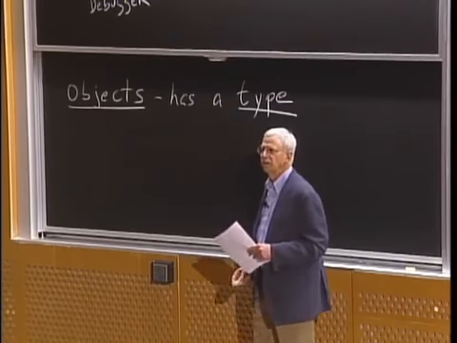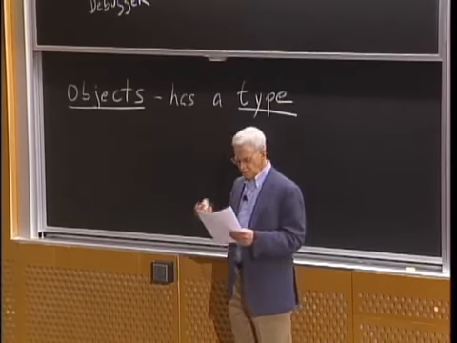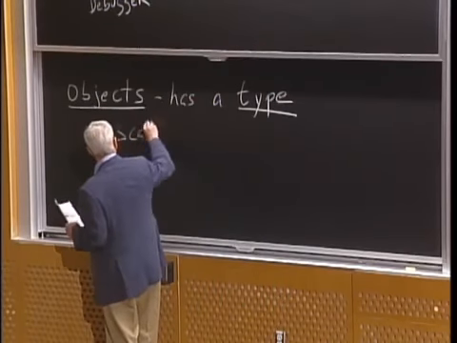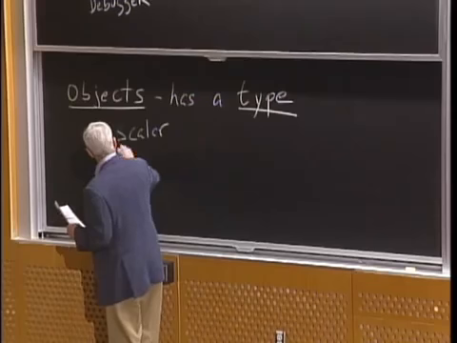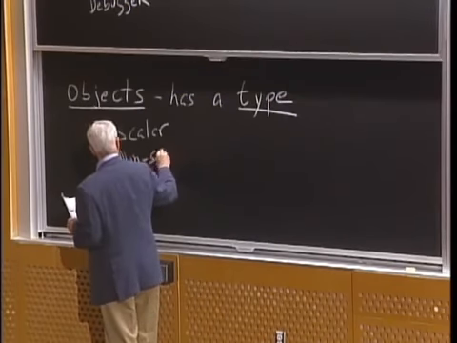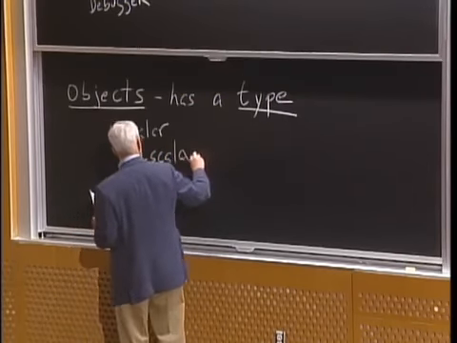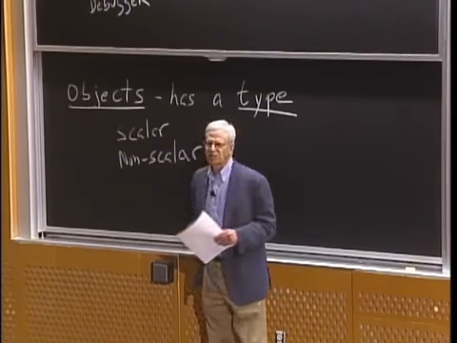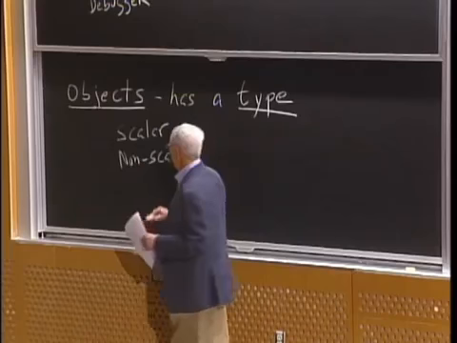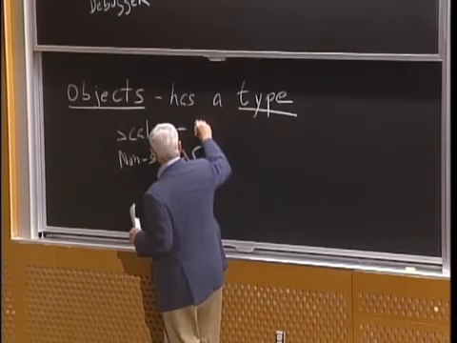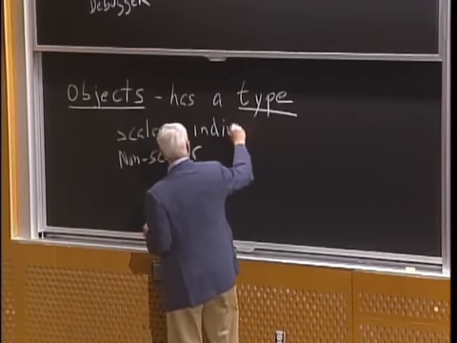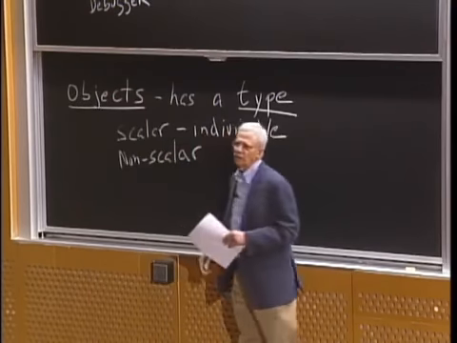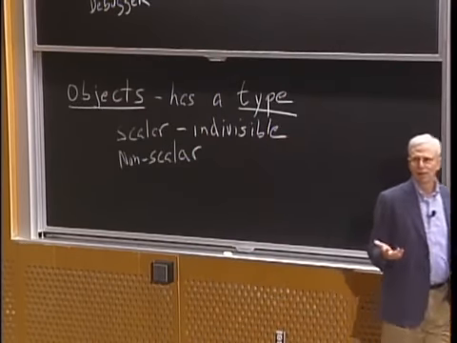As we'll see, there are two fundamental kinds of types: scalar and non-scalar. We'll start with talking about scalar types. And the key thing to think about there is that they are indivisible. Think of them as the atoms of the programming language.